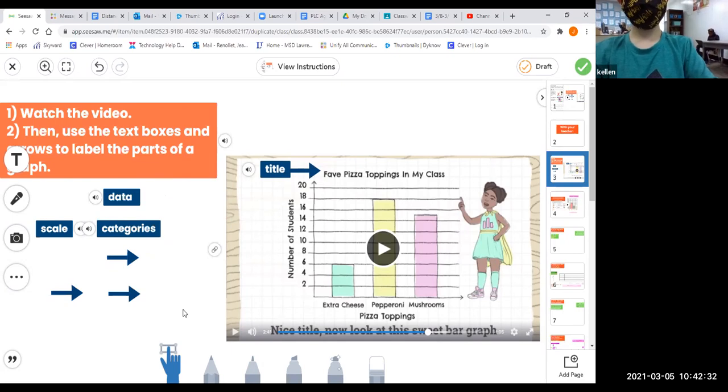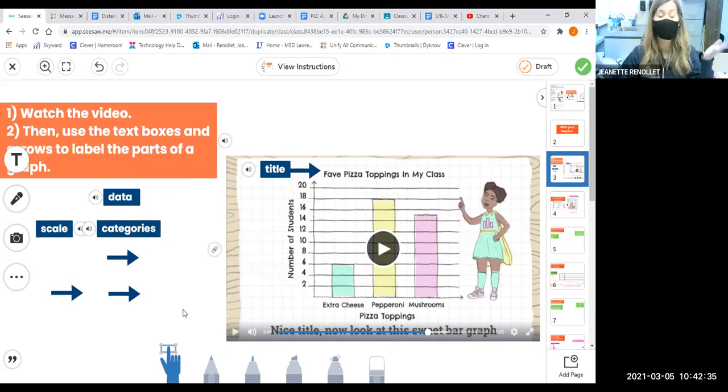The title is normally at the top of a graph, and it tells you what type of information is in the graph. You should be doing the same job right now. You should be dragging the word title and dragging one of the arrows to point to the title. Do that now on your Seesaw slide 3. When you make a scaled graph, you need to put a title. So it is important that you know where it goes on a graph.